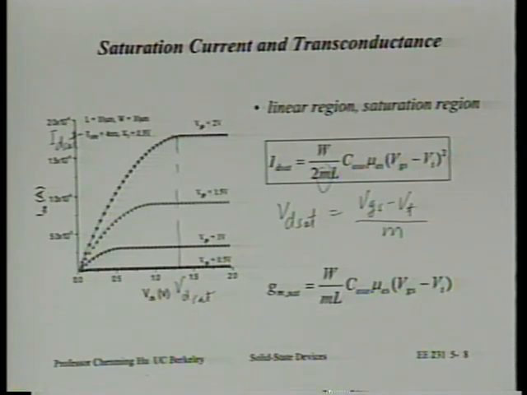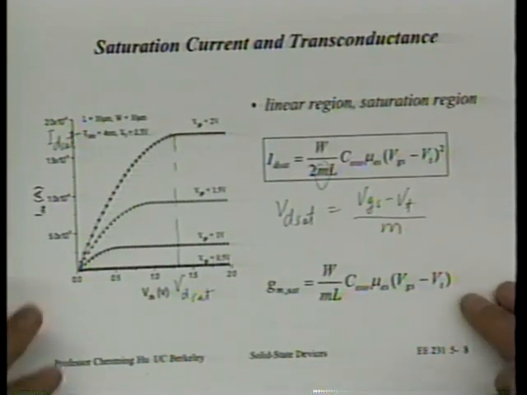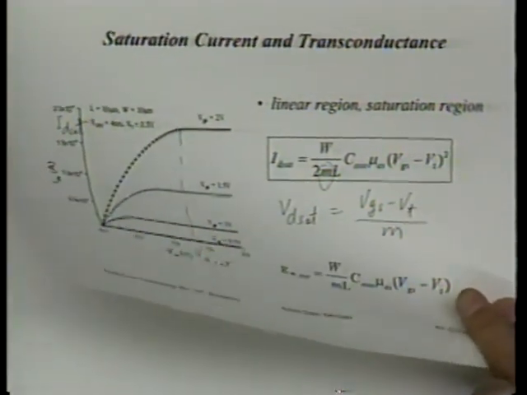So this bulk charge effect, or the body effect, or the backgate effect, reduces the current at any VD and any VG. All right? Okay. Questions? All right.